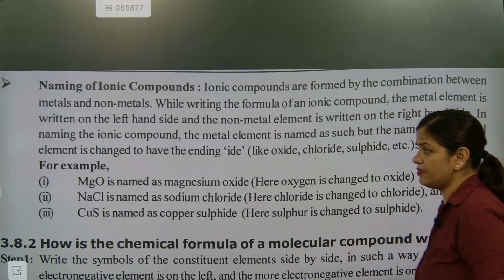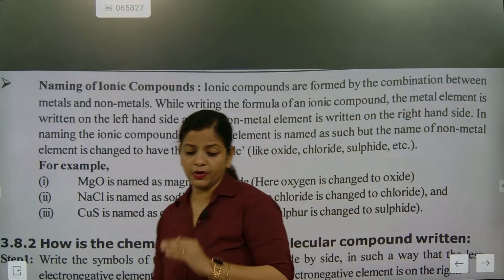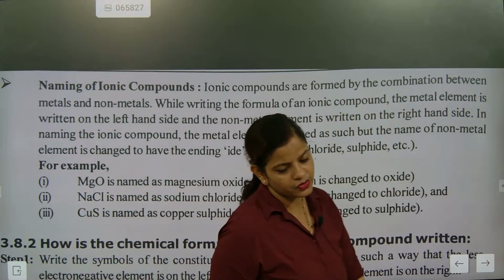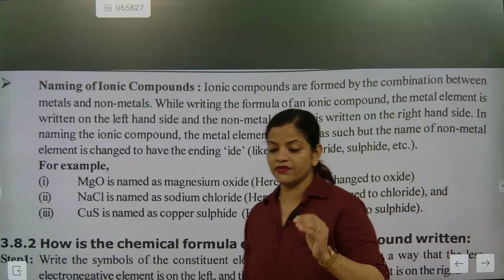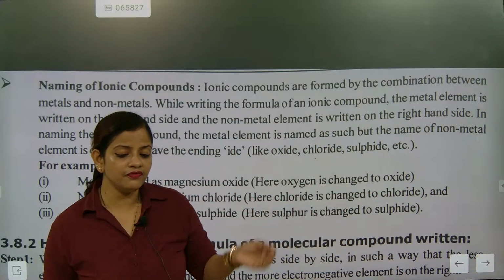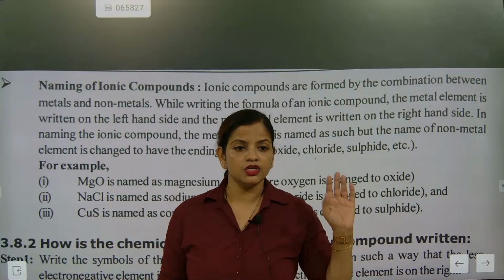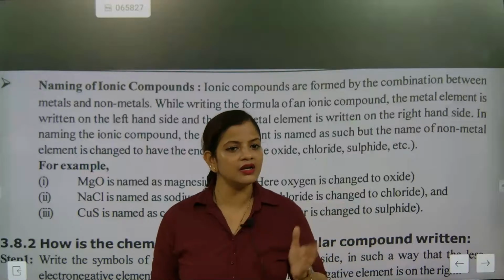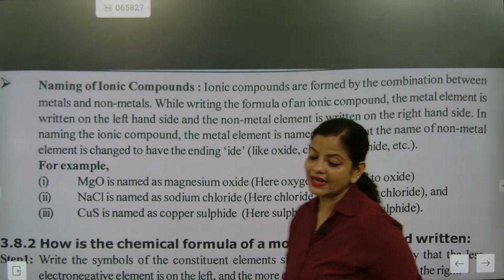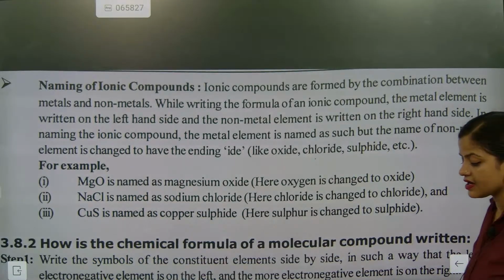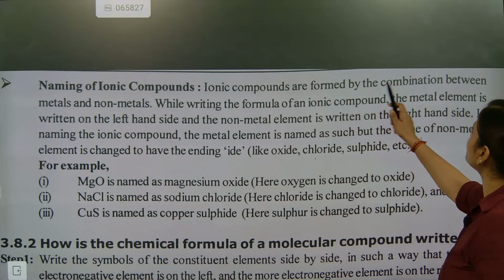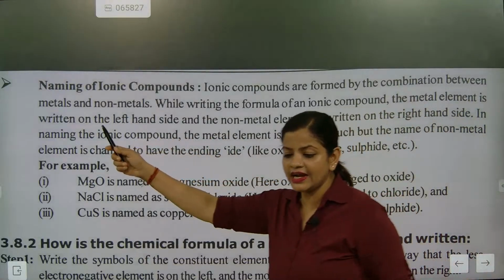Ionic compounds are made with ions. It is a purely give and take relationship. No sharing is possible, only give and take. Like magnesium will give, oxygen will take. Sodium will give, chlorine will take. Copper will give, sulfur will take. Understood? This is considered a give and take relationship. So ionic compounds are formed by combination between metals and non-metals.